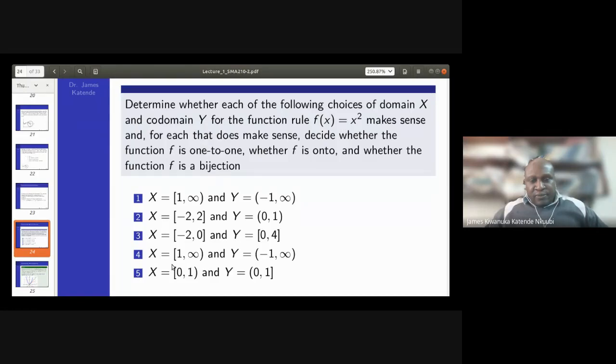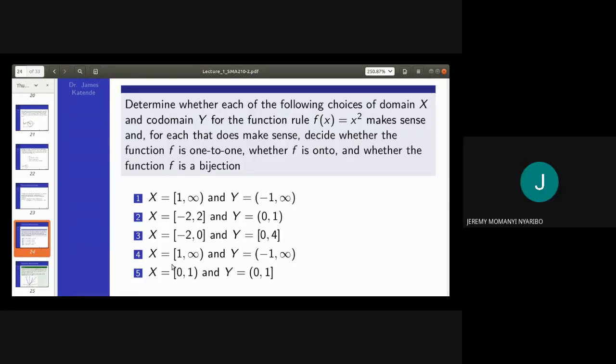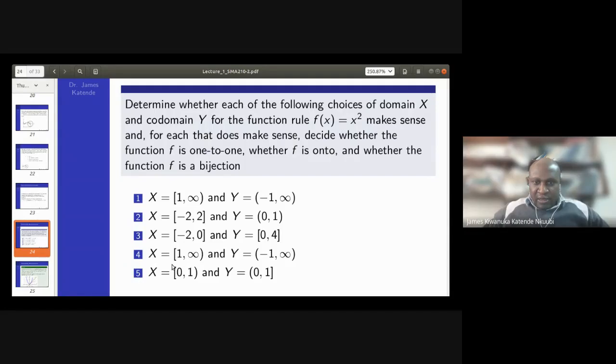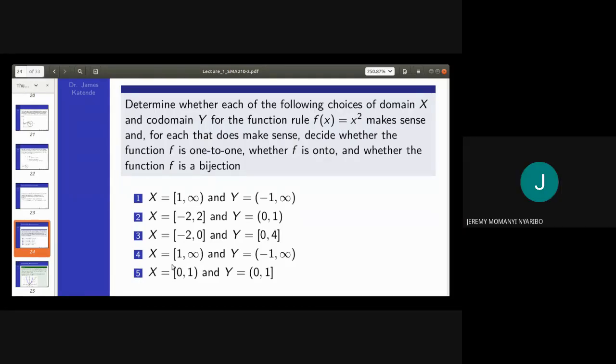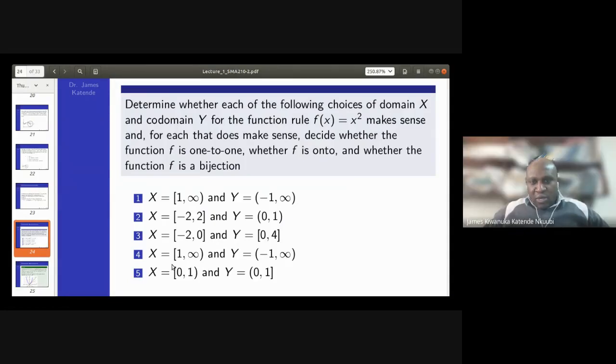So x definitely makes sense. Pardon? I think it is 1-to-1. Yes, because the horizontal line cuts across it only once. What about, is it onto? Are all the elements of y taken up by this function?